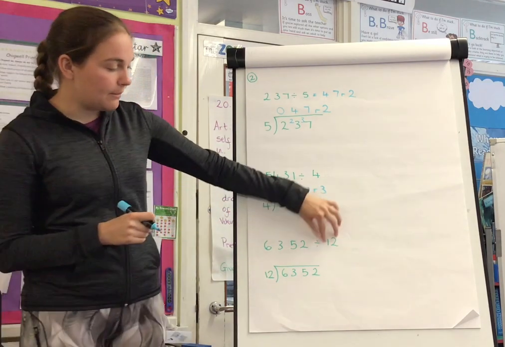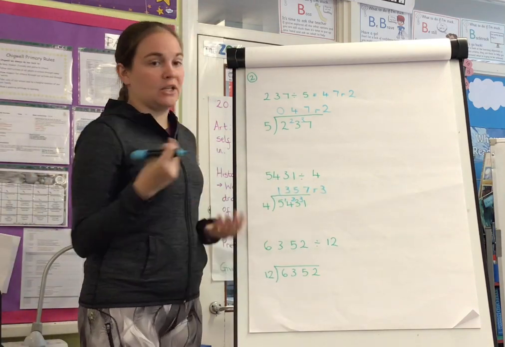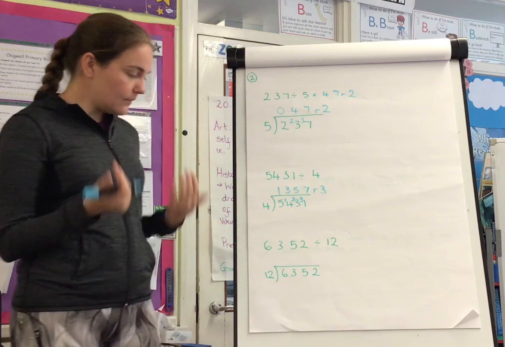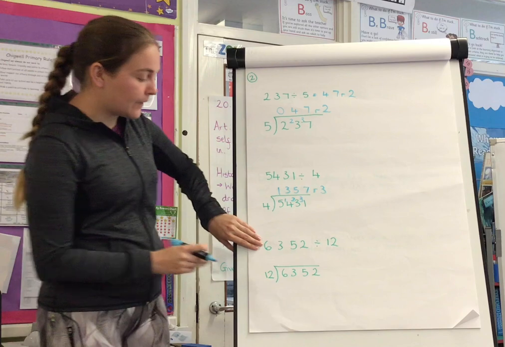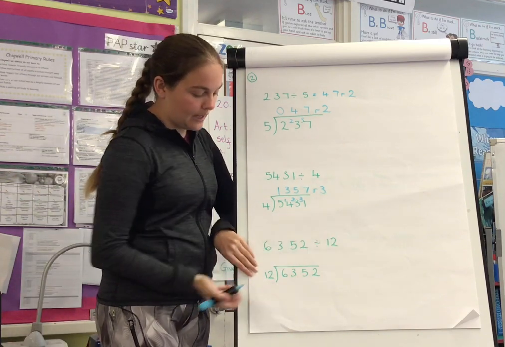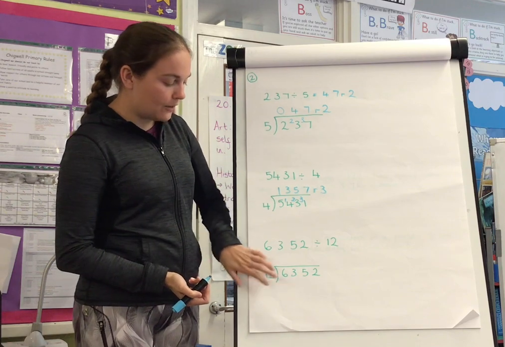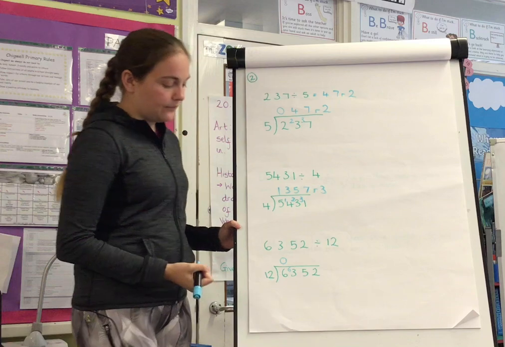This last one I'm dividing by 12. Now you can still use the exact same method to divide by 12 because I know my 12 times tables. And if you know your 12 times tables or you've got a multiplication grid to help you, you can do that too. So again I've got 4 digits and divided by 12. So 6,352 divided by 12. How many 12s are there in 6? 6 is smaller than 12, so none, with 6 left over.